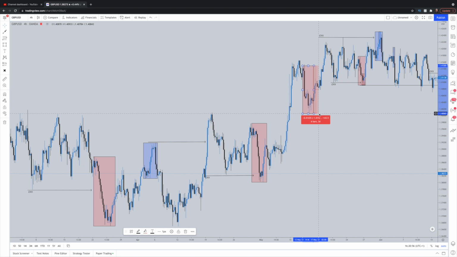You want to get your bias from the higher time frame and then zoom on over to the lower time frames to get an entry. You can even go to the 1 minute time frame to actually trade, because you can get tighter entries like that. But what I'm going to do today is go ahead to the 5 minute time frame to show you how you can trade these institutional candles.